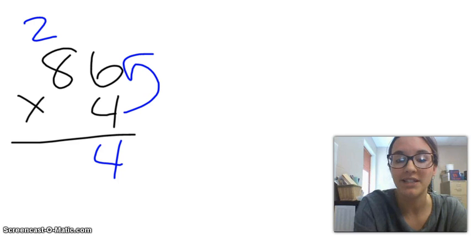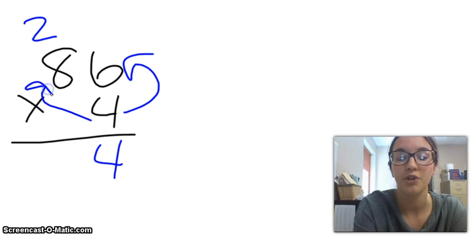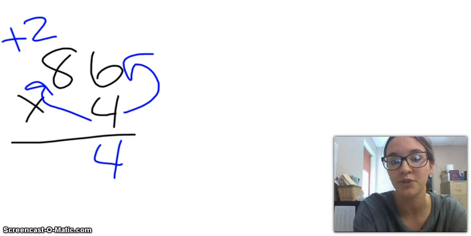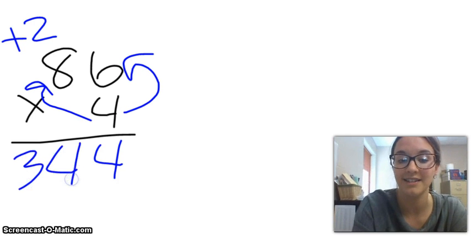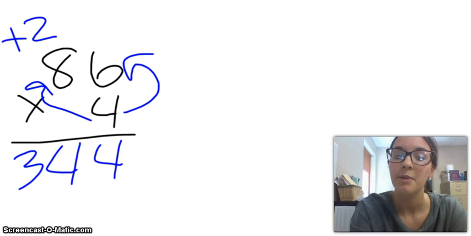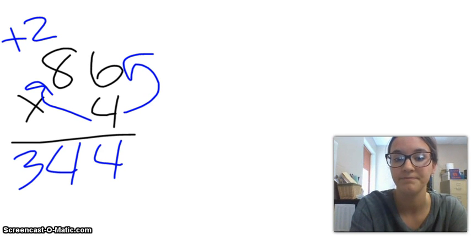Then I can multiply my tens. 4 times 8 tens is 32 tens. Plus, I would have those 2 extra that I brought over from the 6 times 4. So 32 plus 2 would be 34 tens. Well, 34 tens is going to be the same as 340 plus those 4 ones that I had from earlier. So 86 times 4 is 344.